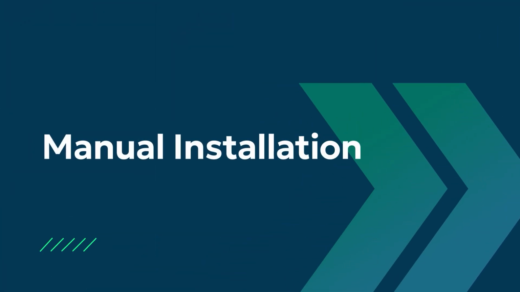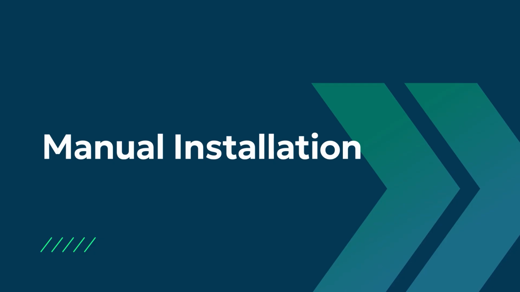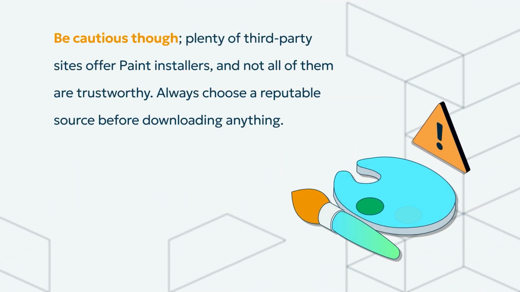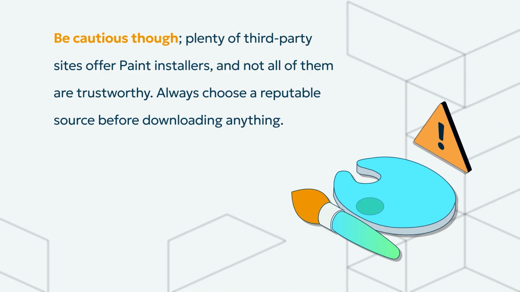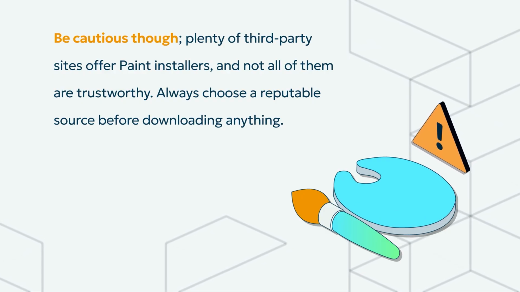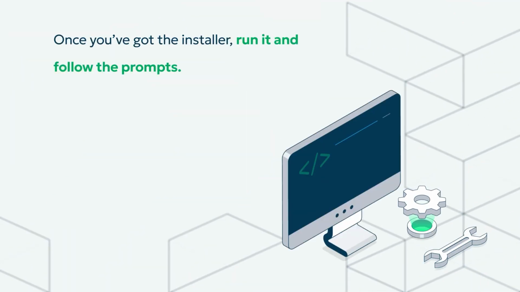If you prefer using the Classic version specifically, you can download a compatible installer. Be cautious though. Plenty of third-party sites offer Paint installers, and not all of them are trustworthy. Always choose a reputable source before downloading anything. Once you've got the installer, run it and follow the prompts.